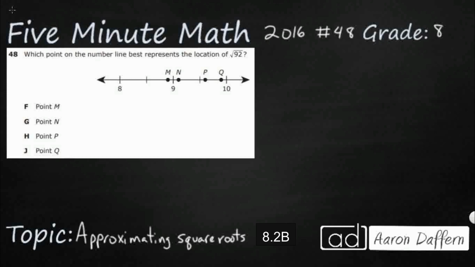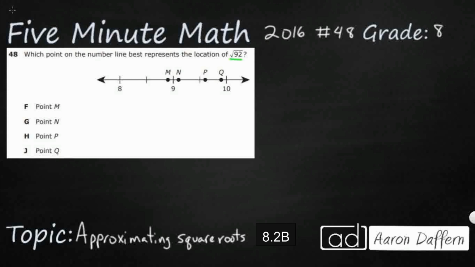So we've got a number line visualized here. We simply need to find the best location for the square root of 92. Now, if we had a calculator, this would be really easy to plug in, but let's see if we could do it without a calculator. Two different ways we're going to take a look at it.